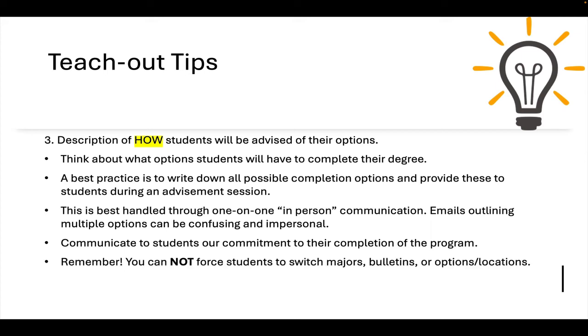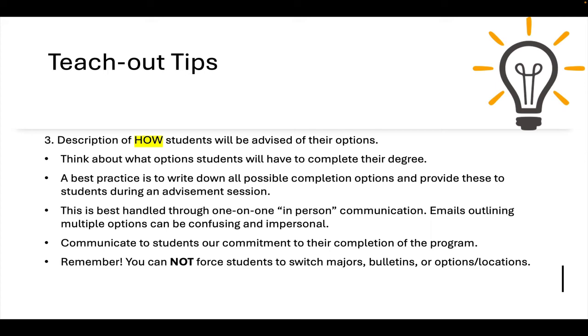It's very important to remember, as part of your teach-out plan, you cannot force students to switch their major, you cannot force students to switch their bulletin, and you cannot force students to switch their options or locations. So if a student came here, in the example we were just talking about, to do that program in Hattiesburg, we have to deliver that promise. Okay? Even if it's one student, we have to deliver that promise. So we can't force them to switch majors, we can't force them to switch bulletins, and we can't force them to switch options.